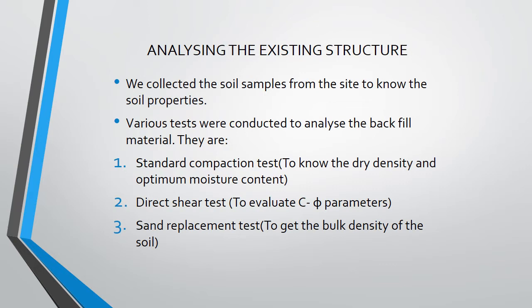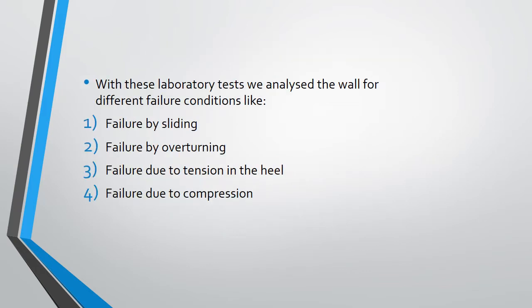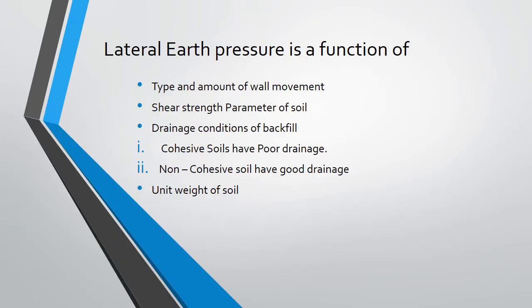Now, before the start of designing the retaining wall, we first analyze the existing structure, that is, analyzing the backfill. To evaluate the properties of the backfill, I have conducted three different tests. They are the standard compaction test, which is used to know the dry density and the optimum moisture content; the direct shear test to evaluate the c and phi parameters of the soil and backfill; and the sand replacement test to evaluate the bulk density of the soil. With these laboratory tests, we analyze the wall for different conditions like sliding, overturning, tension failure, and also compression.